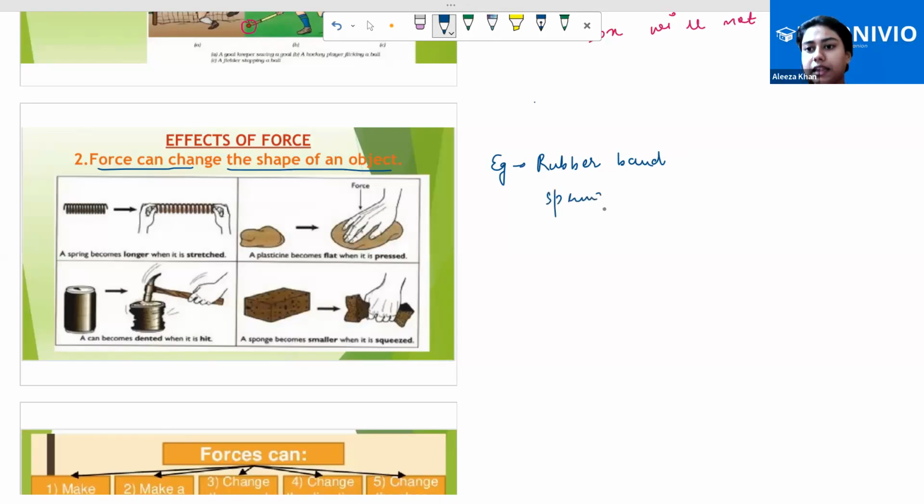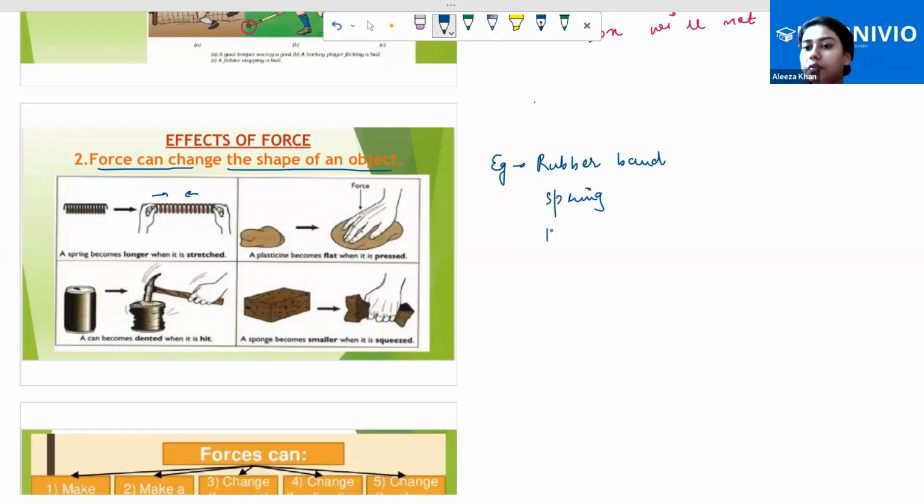If you can see in the image also, are you able to see the image? Yes, ma'am. So the person has stretched the spring and it has again recoiled back. After stretching, the shape has changed. The length has increased. Yes or no? So this is one such example.